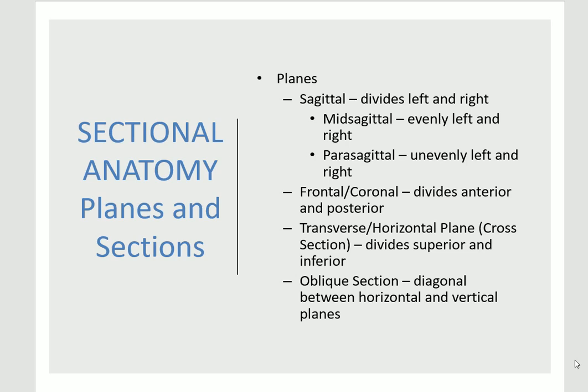So, sectional anatomy, planes and sections. This is a cut of the body. The plane is the cut. The section is what section of that cut we're looking inside. Sagittal divides the left and the right. Mid-sagittal divides them evenly between left and right. Parasagittal is unevenly left and right. We're not going to look at too many things that are parasagittal. Just a heads up, but know that para means uneven. But mid-sagittal is directly in the middle, evenly dividing the left and the right side.